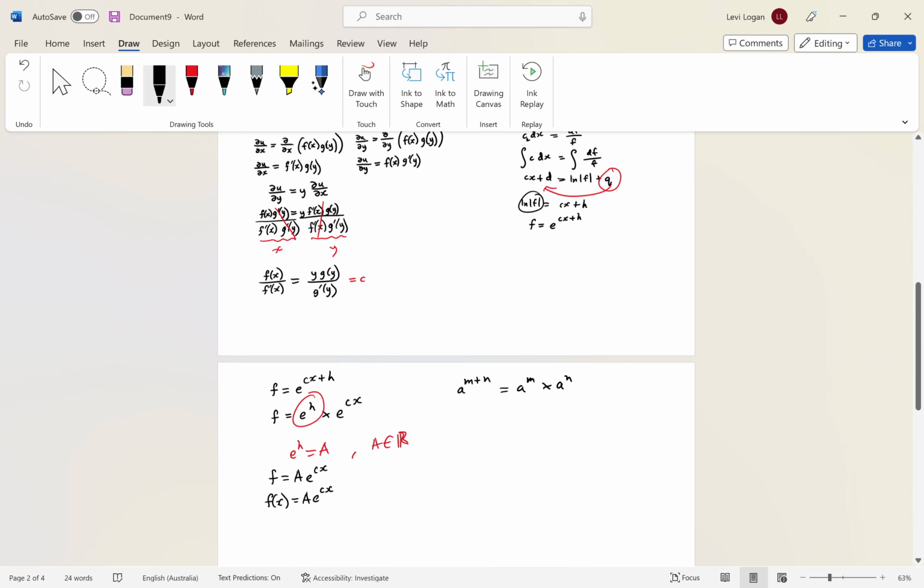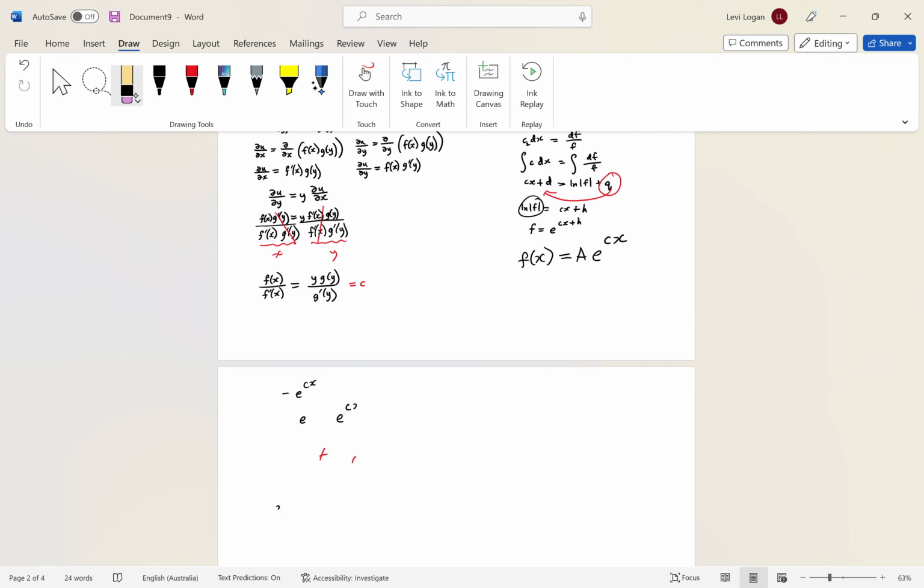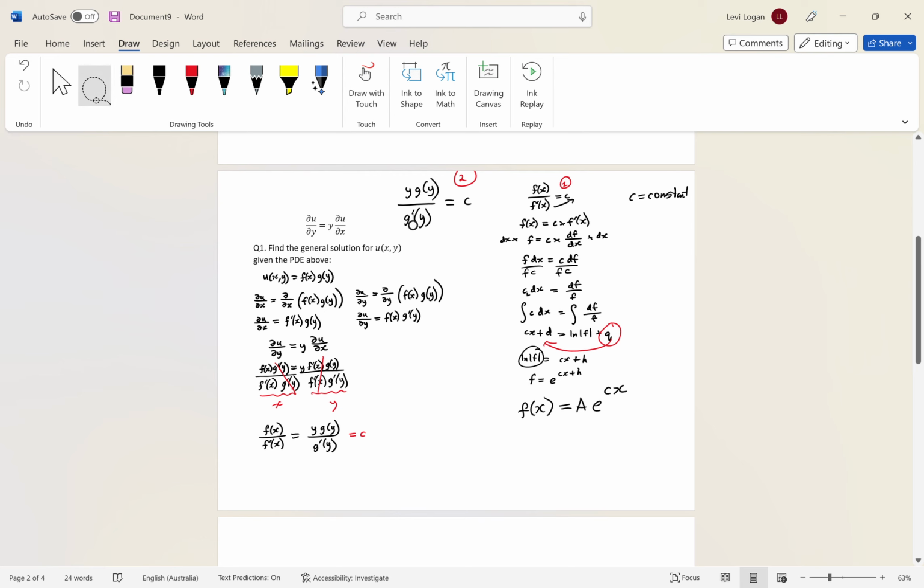And we'll just rewrite our working we've done here. So simplifying that, f of x is equal to a e^(cx). Alright, cool. Rubbing all this out. We still have to solve our second ODE. We haven't even finished the first question, and we're already 17 minutes into the video. Alright, so now we have to solve this boy here, our second ODE.